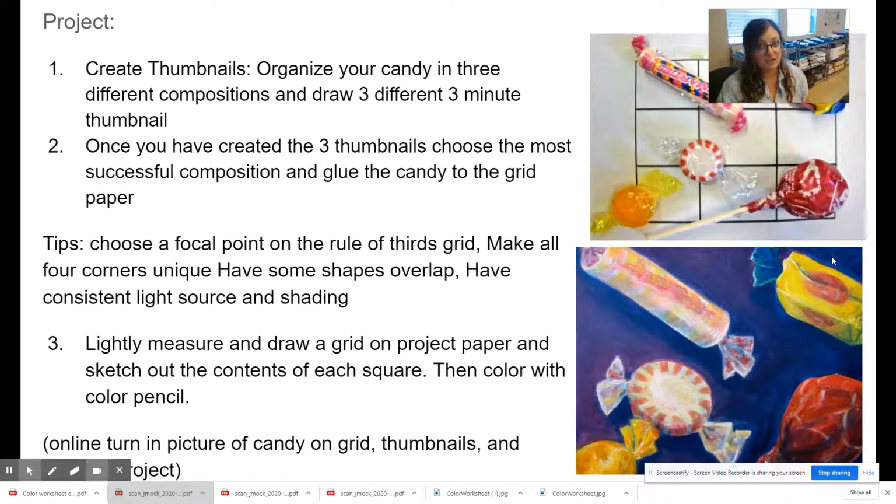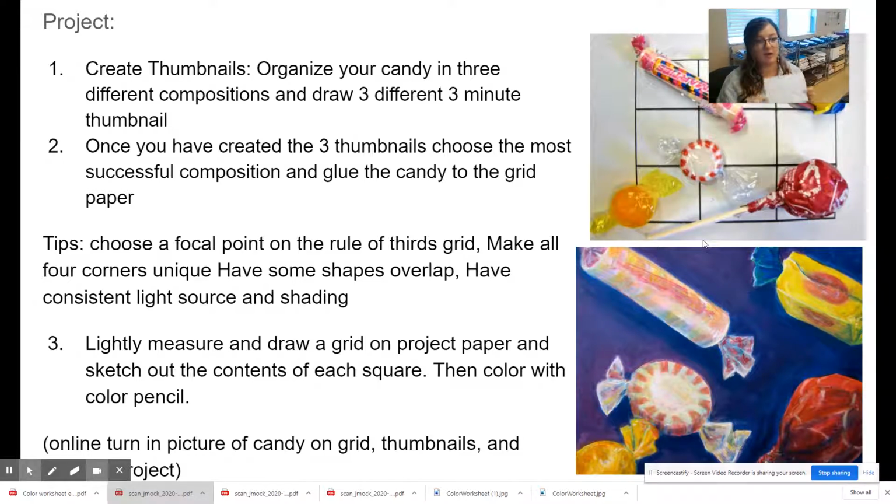Okay, for your project, I want you guys to gather some stuff around your house. In class, we use candy, so it looks something like this. And I have attached a little grid for you. So I want you to print this off, and I want you to put your objects on the grid. It doesn't have to be candy.